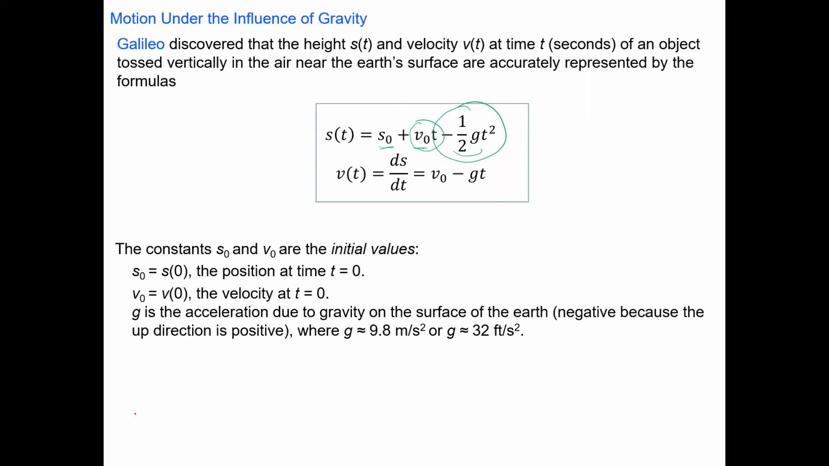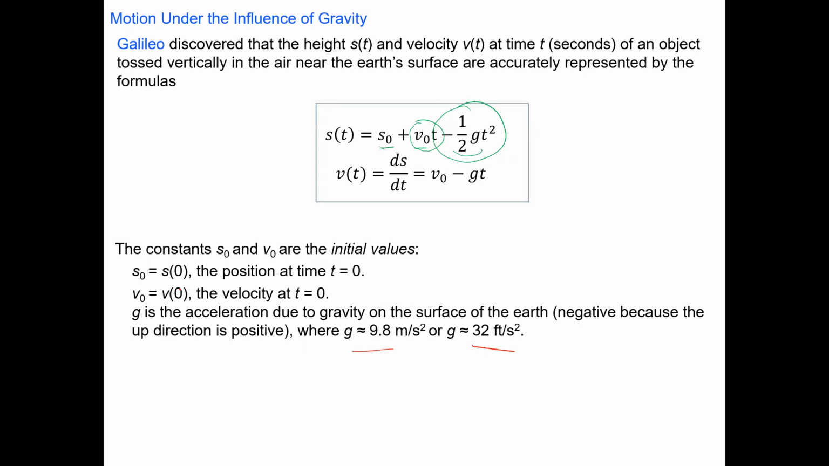If we are using the metric system, we will say 9.8 meters per second squared, or if we are using the imperial system, feet, then we can say 32 feet per second squared. Okay, those are the numbers. We are also familiar with these numbers. So just in case we have this vertical situation, those are the formulas for the position function and the velocity. S sub 0, of course, is the initial position. One more time, v sub 0 is the initial velocity.